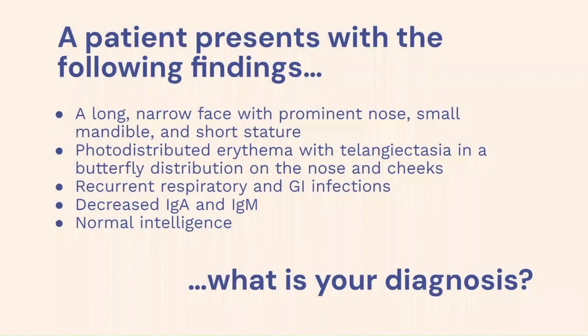So let's go over some review questions here. These will kind of help lock things in. So we've got long, narrow face, prominent nose, small mandible, short stature. Notice I didn't say anything about retinal issues, cold hands, long arms. I didn't say anything about big ears. So get that one out of your mind. Look for some more clues.